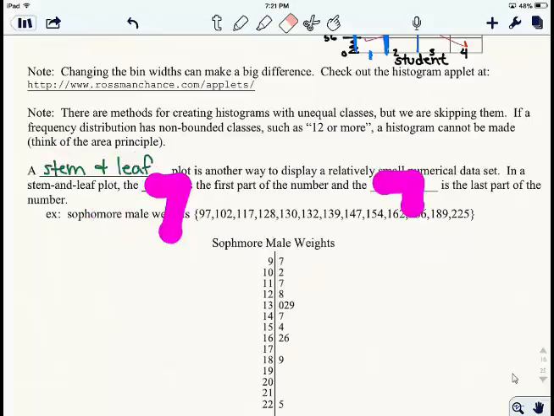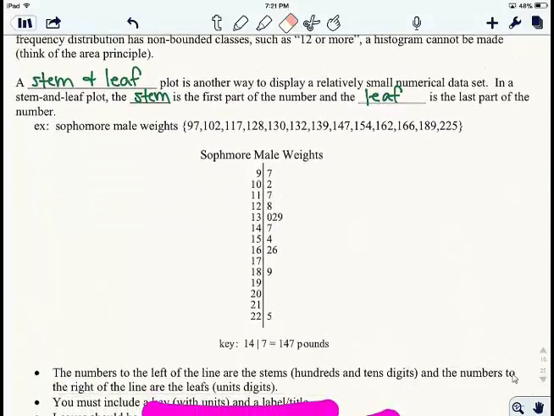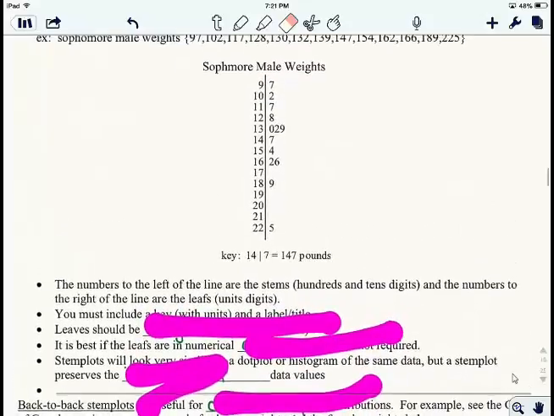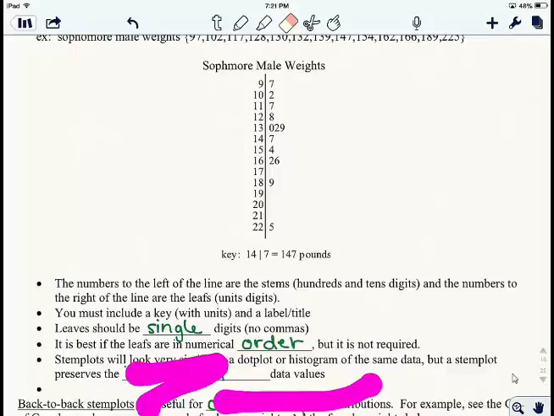Now we're going to talk about a stem and leaf plot, and we know that's another way to display relatively small numerical data. In a stem and leaf plot, the stem is the first part of the number and the leaf is the last part of the number. Okay, we did this in class with the game Agreed, so I just have this example for you. Make sure that there's a key also. Okay, make sure you label everything. The leaf should be single digits. And it's best, but not mandatory, that the leaves are in numerical order.